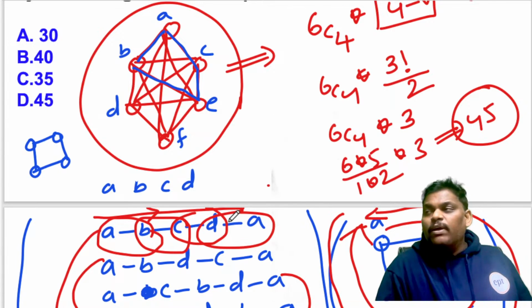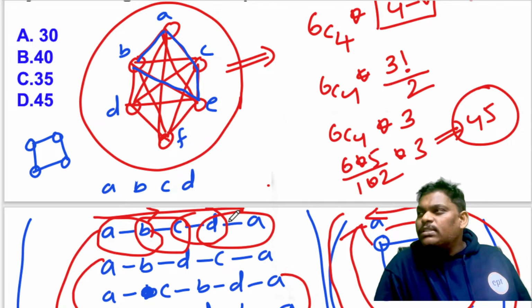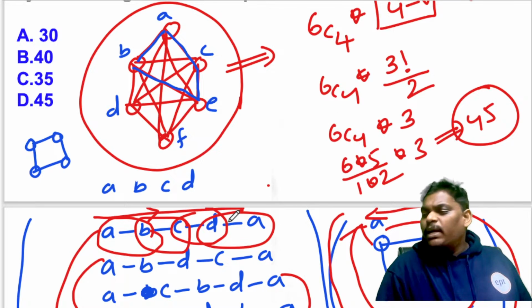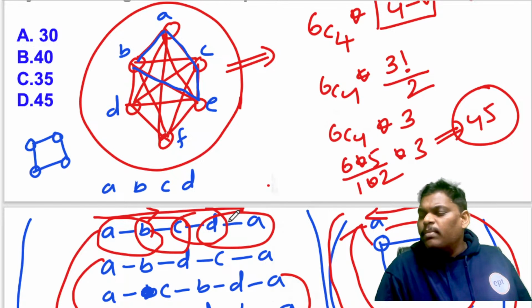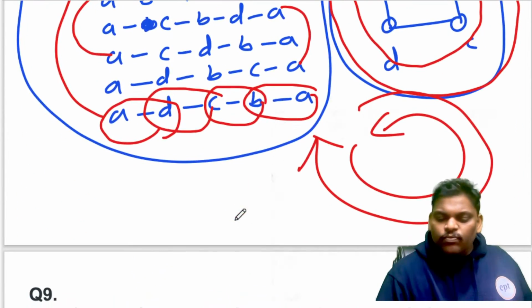Remember everyone, with n vertices, how many cycles are possible? N minus 1 factorial, but because clockwise and anti-clockwise are the same, it is n minus 1 factorial by 2. So I will write that also. It will be useful to you.